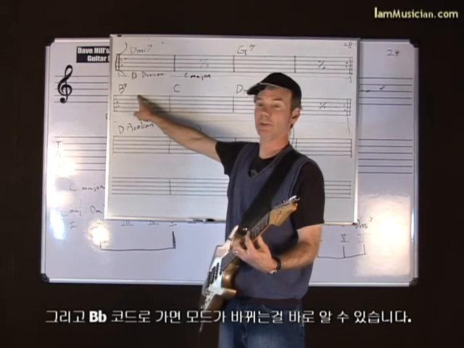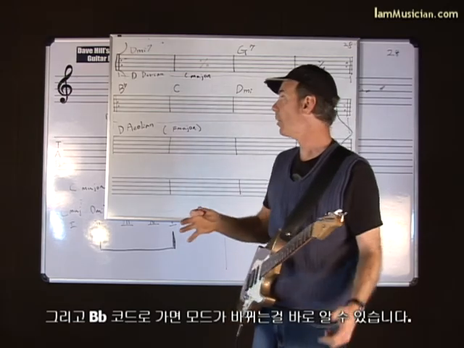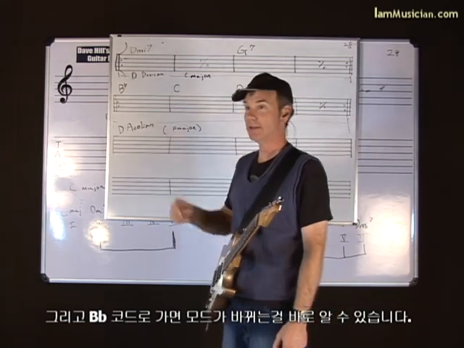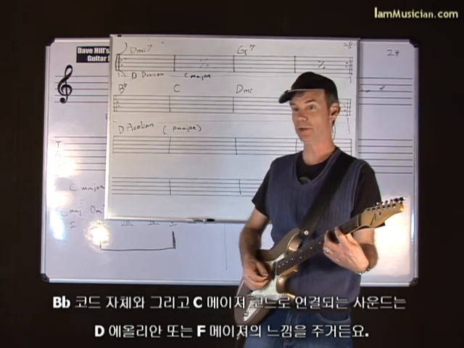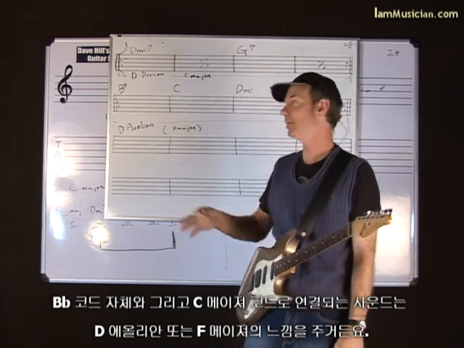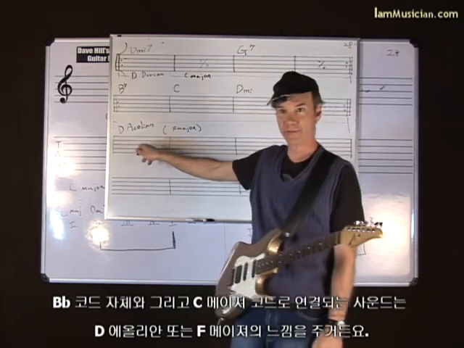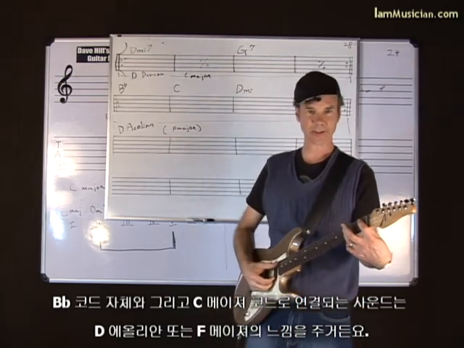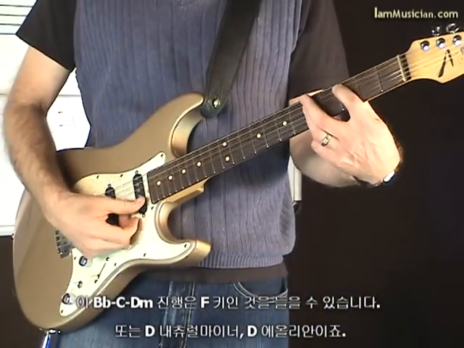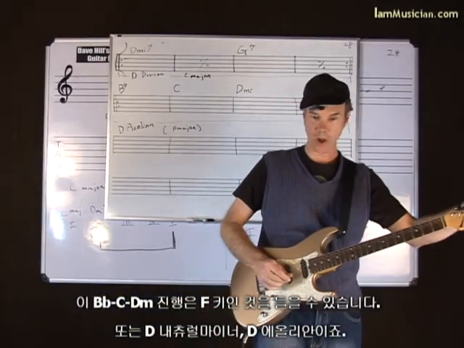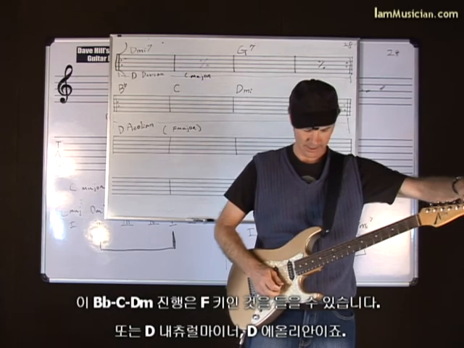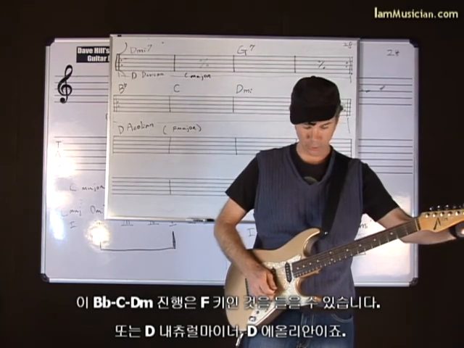Now, when we go to the B flat chord, right away you can hear the mode changes because simply by introducing a B flat chord and putting it together with the C major chord, it now brings in the flavor of D Aeolian or F major. Because when you hear this combination of chords, B flat, C, and D minor, you can hear that it's actually now operating in the key of F, or D natural minor, or D Aeolian.